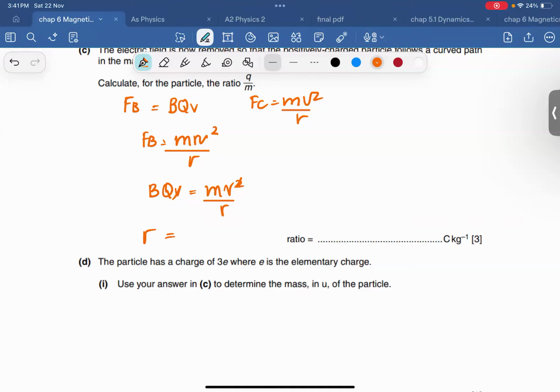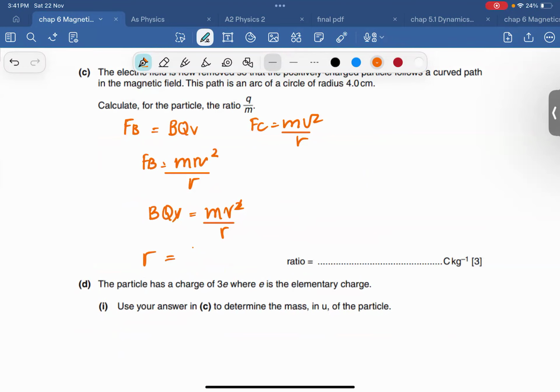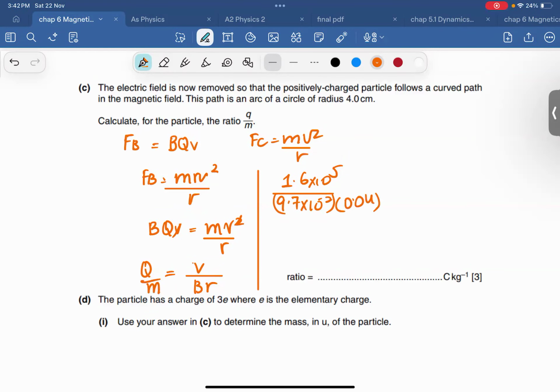Since we're interested in charge over mass, not the radius, Q over M, with V remaining on that side without any square, and M remaining with B and R. So you can now use the velocity, which is 1.6 exponent 5, the magnetic field is 9.7 exponent negative 2, and the R is going to be 0.04 meters. How much?